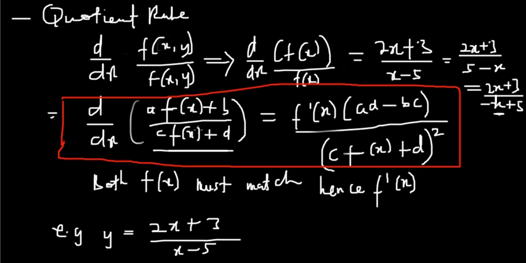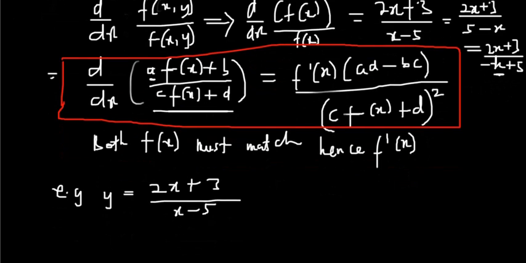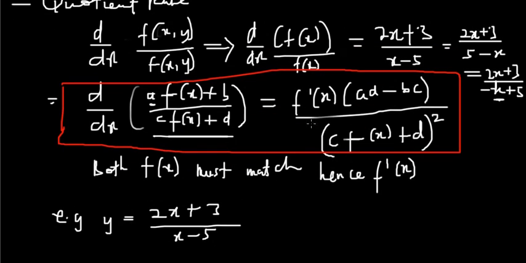Now, once that is settled, let's see how we solve this problem. So we know A. A is 2 over here, and then we have the f of x, which is this, and then we have B, which is 3, we have C, which is 1 over here, f of x is this expression, and then D is 5. Now, listen attentively, okay? Pay close attention. So, first you need to differentiate f of x, and then you multiply that by A times D minus B times C, and then you divide that by C multiplying f of x plus D all squared.